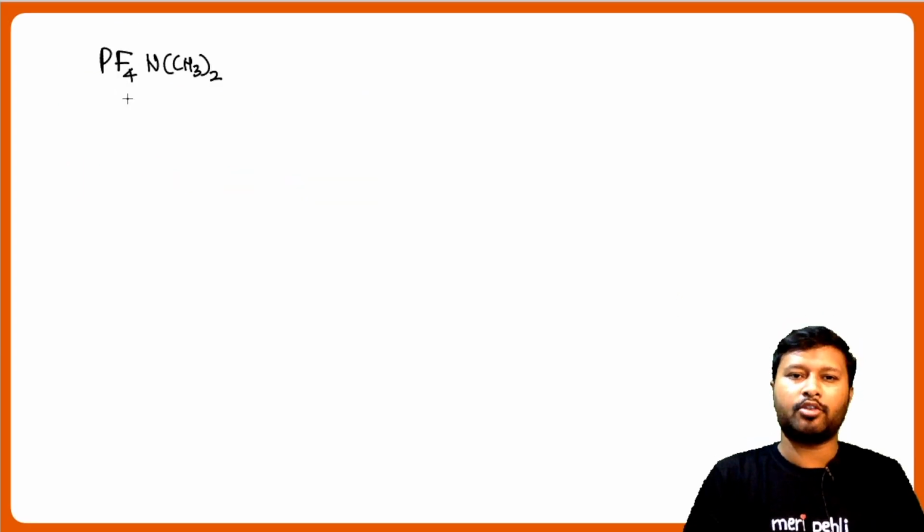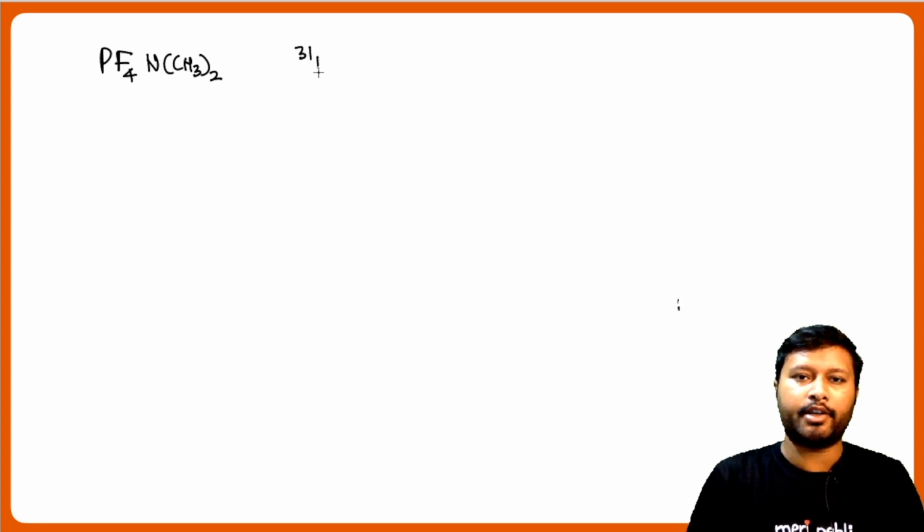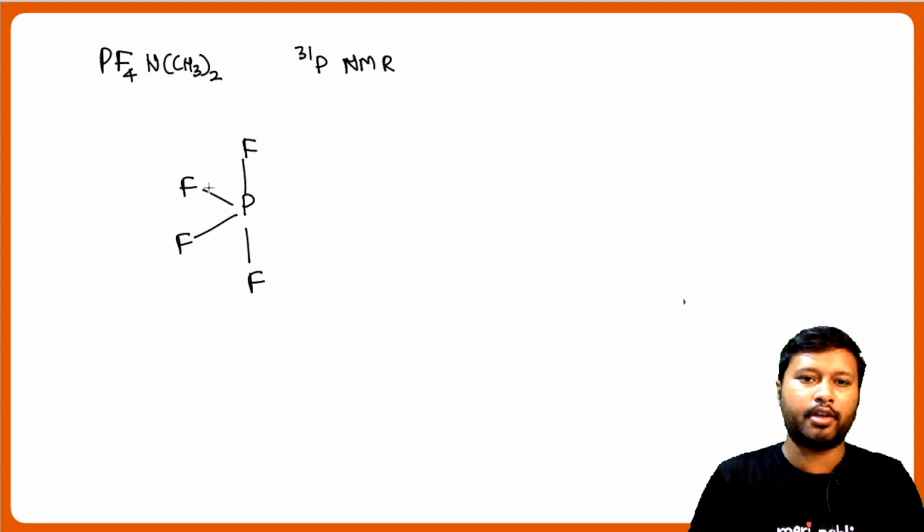Let's say we have this molecule PF4N(CH3)2. Let's make this molecule, and here I have to calculate the 31P NMR of that. This is very important, what NMR you are looking at. So we will focus on phosphorus over here. The structure will be, of course, a trigonal bipyramidal kind of geometry, and the shape will be like this. We will have phosphorus, 2 fluorine over here like this, 2 fluorine over here like this, and nitrogen over here like this, and 2 CH3, CH3 and CH3.